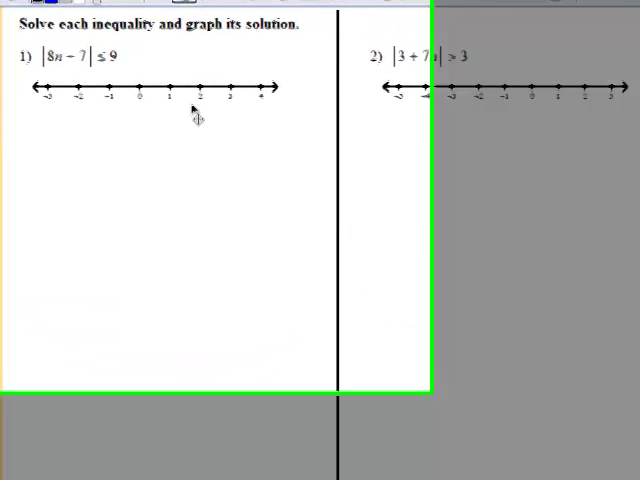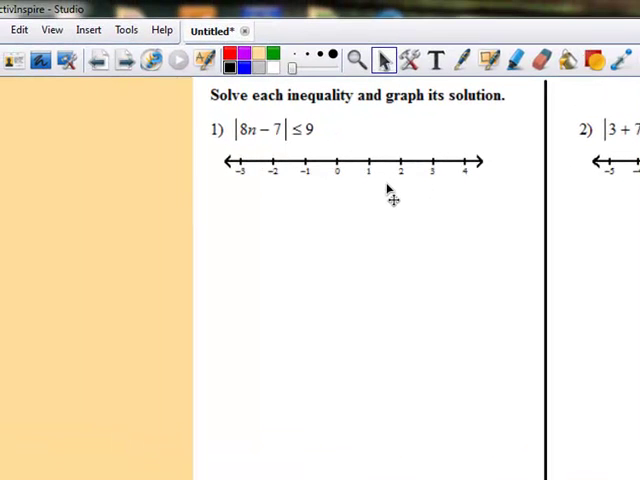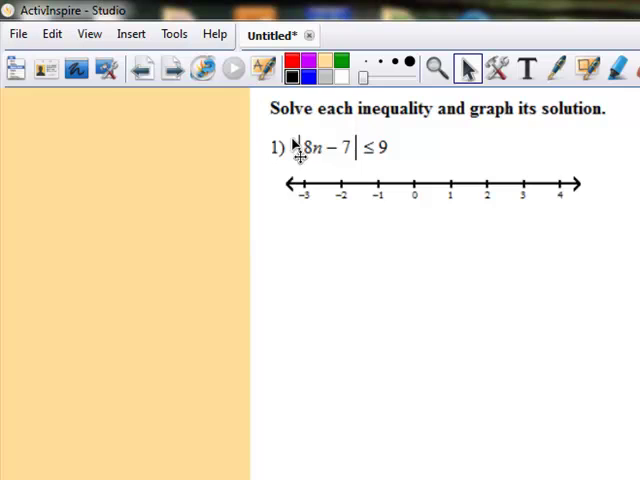Hi everyone, this video is going to go over the two cases for absolute value inequalities. So let's start with the less than case. If you have any numbers outside the absolute value bars, you need to make sure you undo them so that you have an absolute value expression is less than a number.